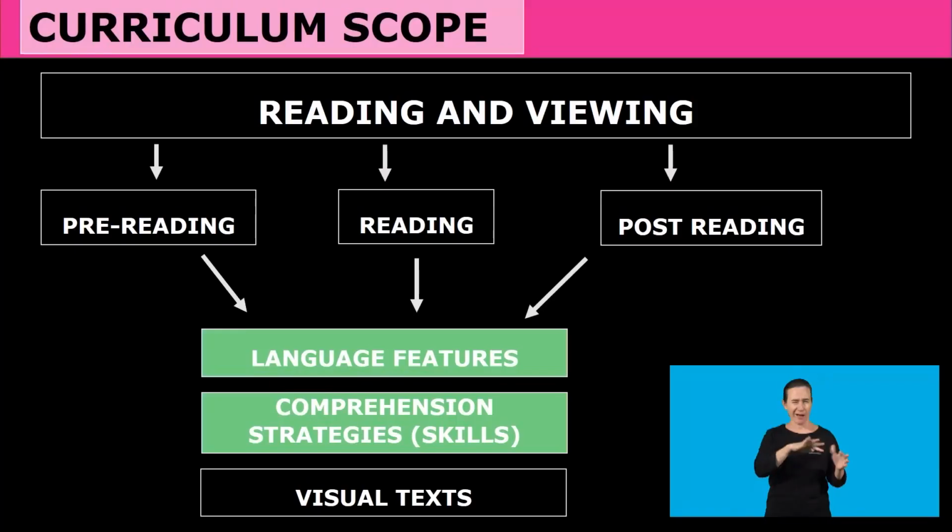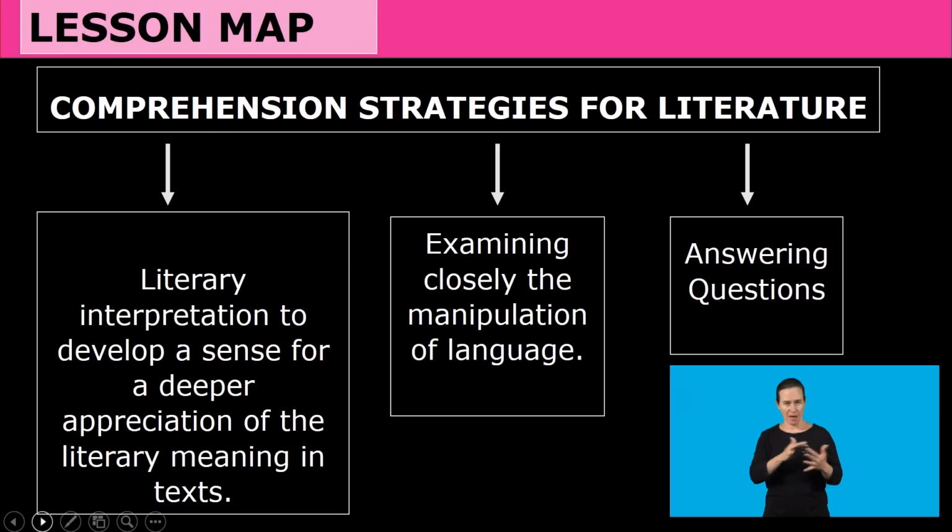Learners, welcome back. Let's wrap up our session on novels and how to approach novels, all right? So remember, in our curriculum scope, we are focusing on reading and viewing, and remember, in this case, we looked at language features and comprehension strategies. And remember, this was specifically looking at strategies for literature, okay? Remember, the comprehension strategies for literature focused on the following. The literary interpretation, all right? So that you could have a deeper sense and appreciation for the literary meaning in text, okay?